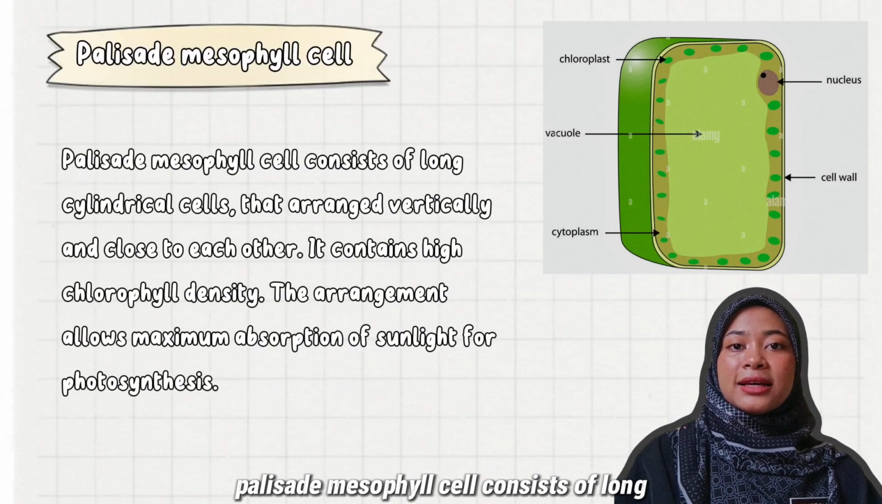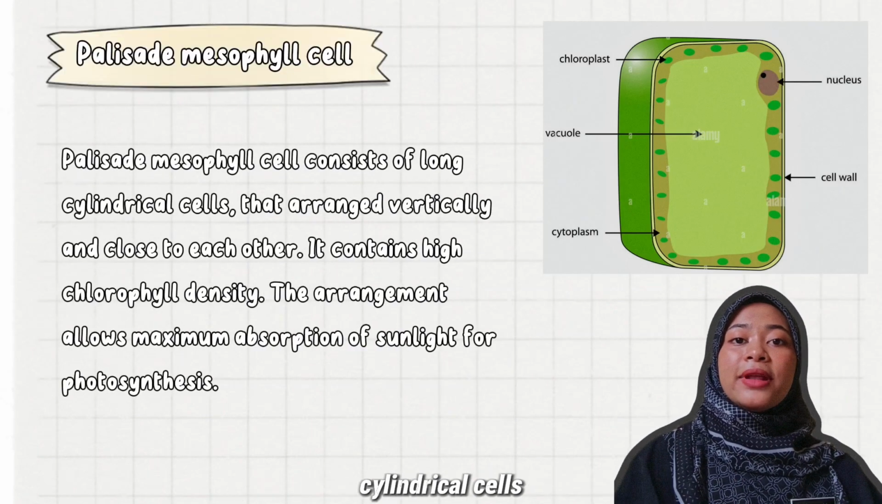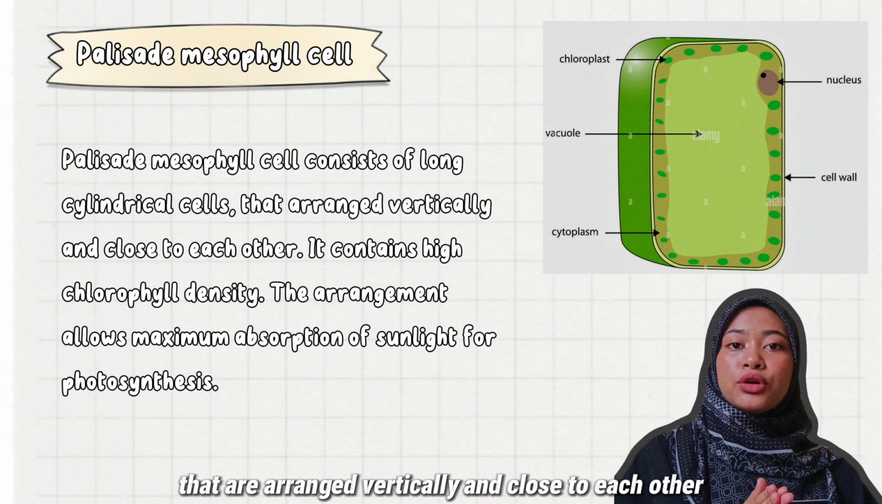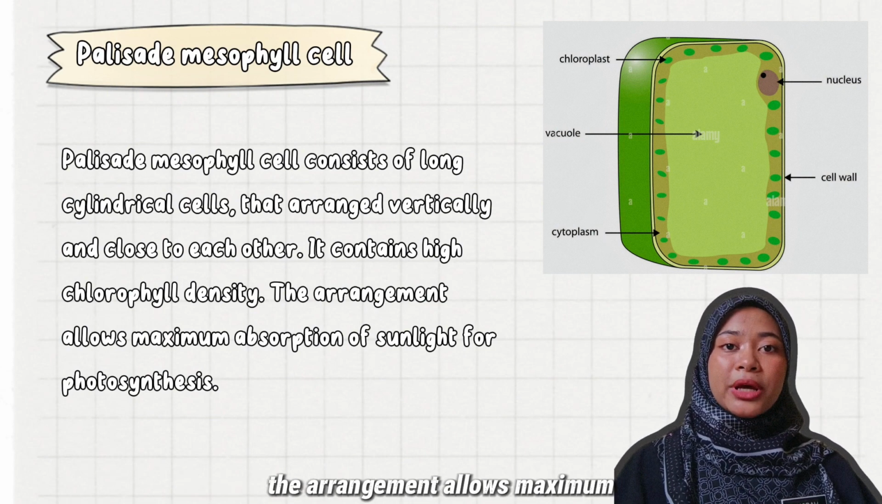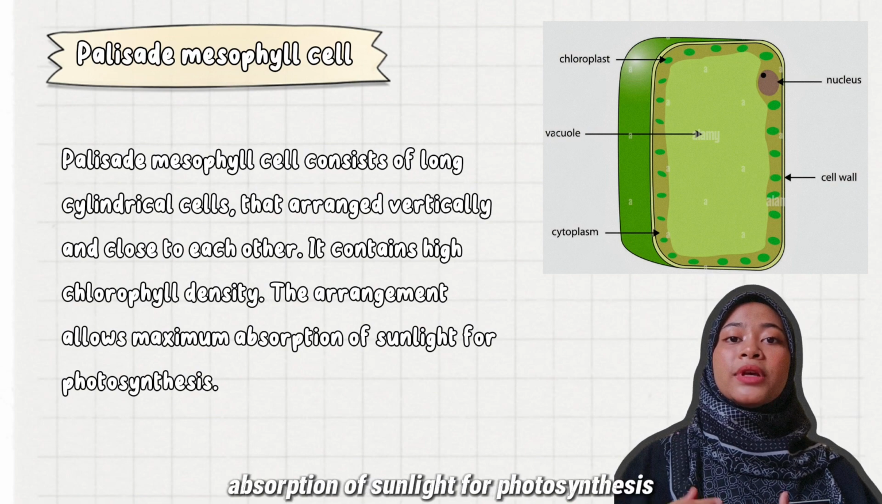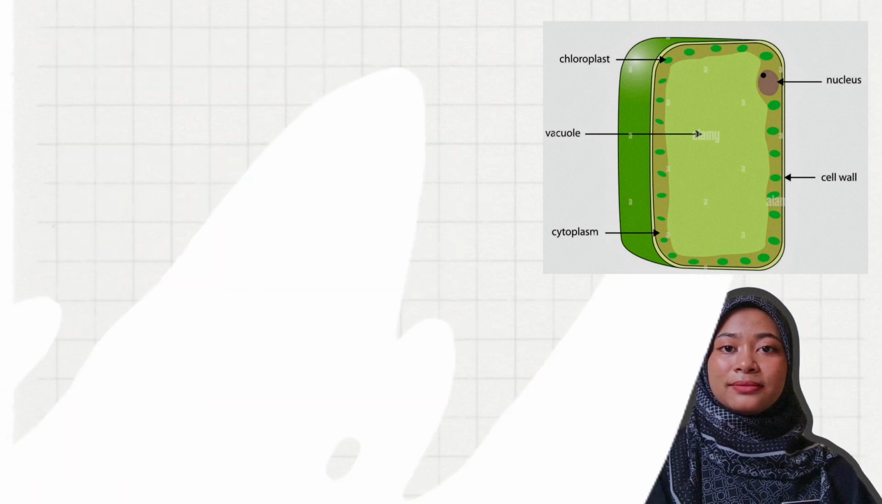Palisade mesophyll cell consists of long cylindrical cells that are arranged vertically and close to each other. It contains high chlorophyll density. The arrangement allows maximum absorption of sunlight for photosynthesis.